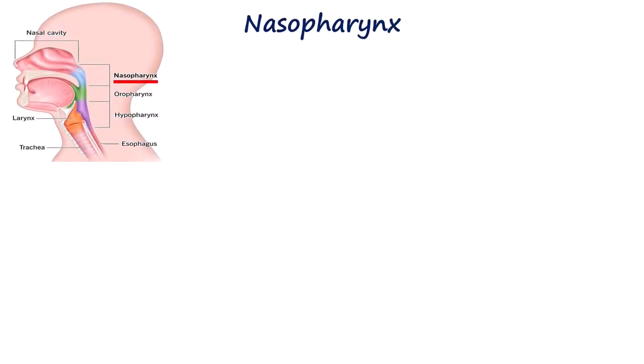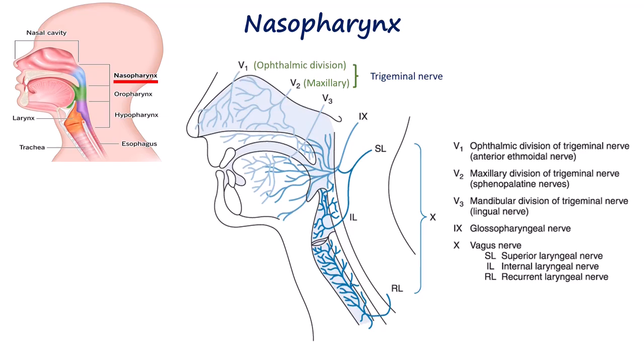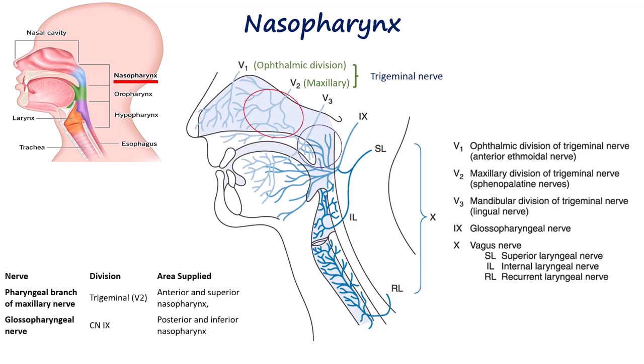The sensory innervation of the nasopharynx comes from both the maxillary division of the trigeminal nerve and the glossopharyngeal nerve. The second division of the trigeminal nerve provides sensory innervation to the anterior and superior parts of the nasopharynx. The glossopharyngeal nerve provides sensory supply to the posterior and inferior aspects of the nasopharynx.